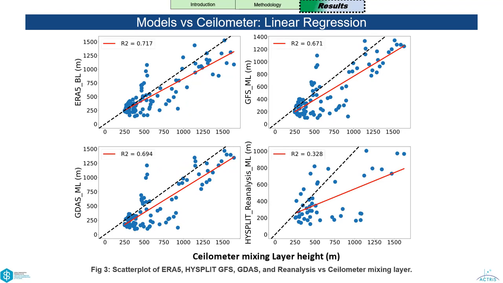So we ran a linear regression model to know which model is related to our ceilometer data more. We found that the ERA file is more related to the ceilometer data with an R value of 0.7, followed by GDAS and GFS, which was kind of strange because the ERA file and GFS both run on the same grid, that is 0.25, but GDAS runs on a 1-degree grid. But then they were expected to have the same result, which is not the case in our study.